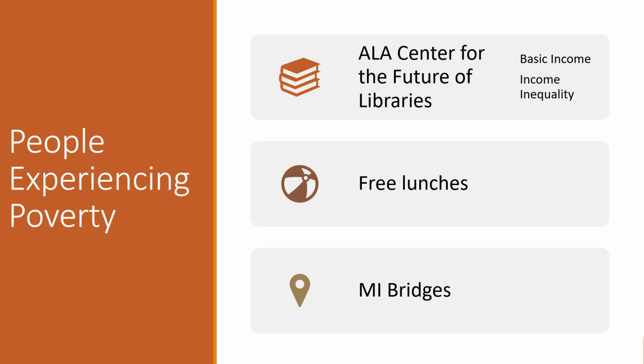The ALA Center for the Future of Libraries, which I mentioned previously, also has information about how libraries serve people experiencing poverty. Their trends page includes topics like basic income and income equality that are worth a look, and I'll link to those in the module. Libraries can offer free lunches in the summer, which I mentioned before, when kids are out of school. Libraries can be a part of the solution to poverty.